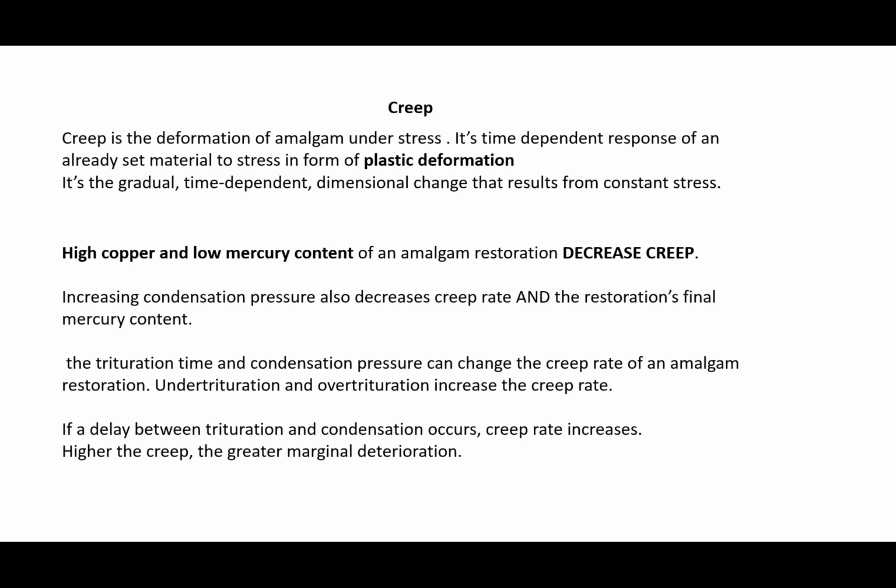Creep is the plastic deformation of amalgam under stress, and plastic deformation means it cannot go back to its original shape, the opposite of elastic deformation. Of course, using high copper and low mercury content decreases creep. The trituration time and condensation pressure can change the creep rate of amalgam. Under trituration and over trituration increase the creep. Also, a delay between trituration and condensation can increase creep.